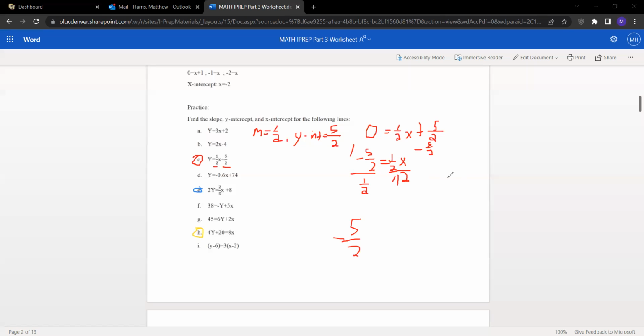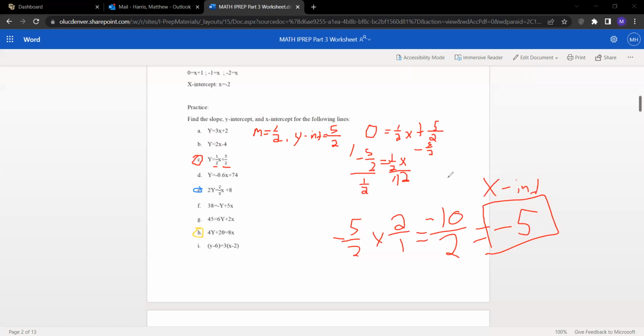Negative 5 over 2 times 2 over 1 equals 10 over 2. It's not a good fraction at all. It's equal to negative 5. So that's our x-intercept, it's negative 5, our y-intercept is 5/2, and our slope is 1/2.